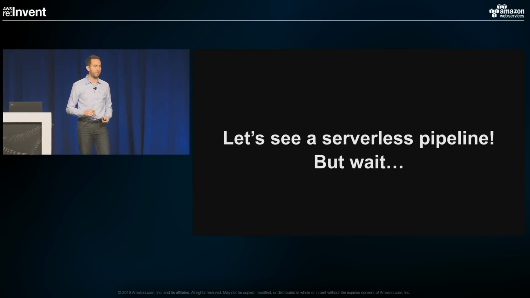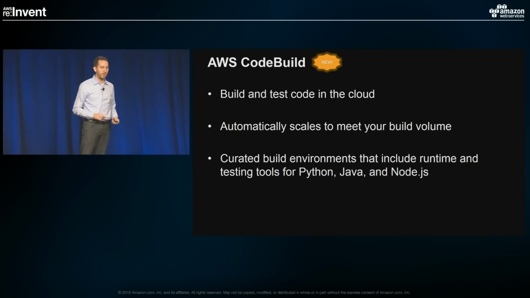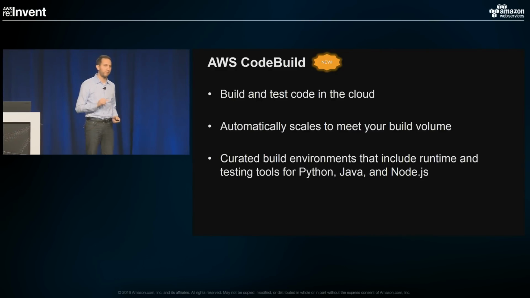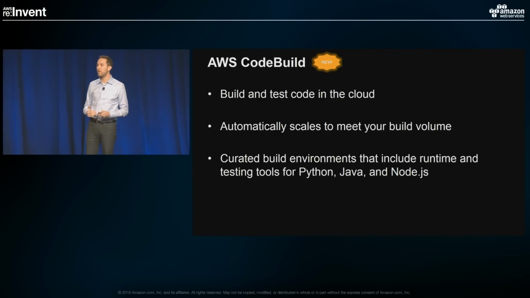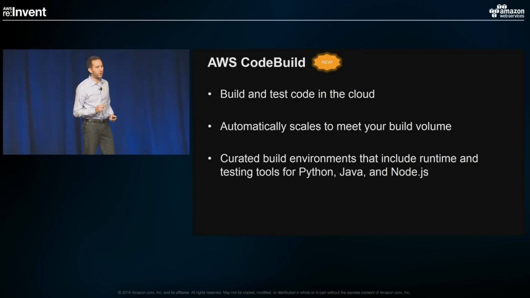But actually, before we can see how a pipeline looks like, we need to talk about one more thing, and that's CodeBuild. CodeBuild is a new service that AWS announced today, which is essentially a service that allows you to build and test your application in the cloud. It allows for concurrent builds, so it can scale continuously.